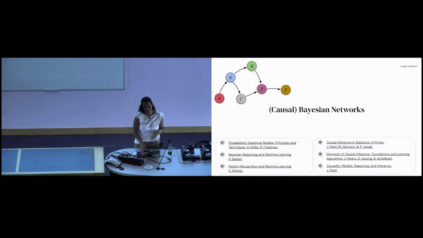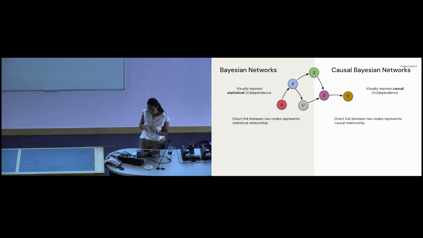So you can find some references here in case you want to read about it a bit more later, but what is the difference between Bayesian network and causal Bayesian network? Bayesian networks give you a way to visually express with nodes and edges the statistical dependence or independence between variables. So a direct link in this Bayesian network represents the statistical relationship between two variables. Now, the same type of visual representation can be used to express causal dependency or independency, and in this case, we speak about causal Bayesian networks.